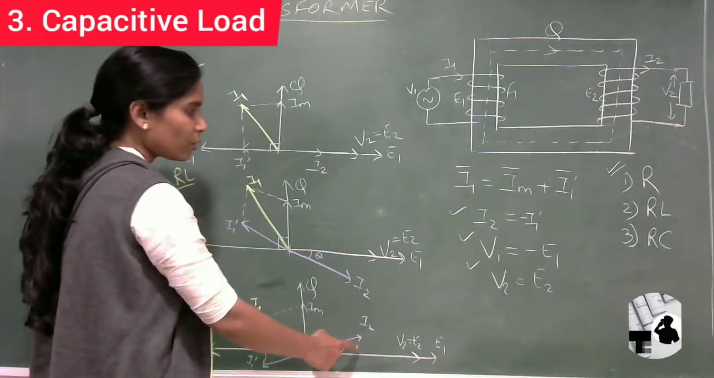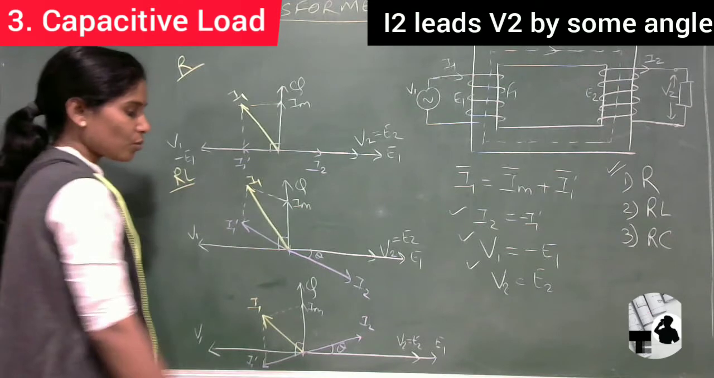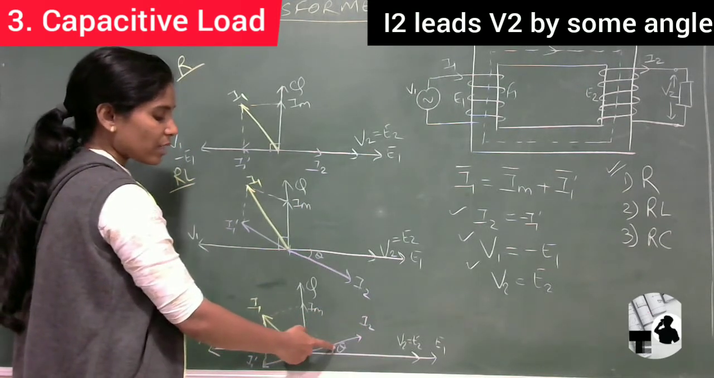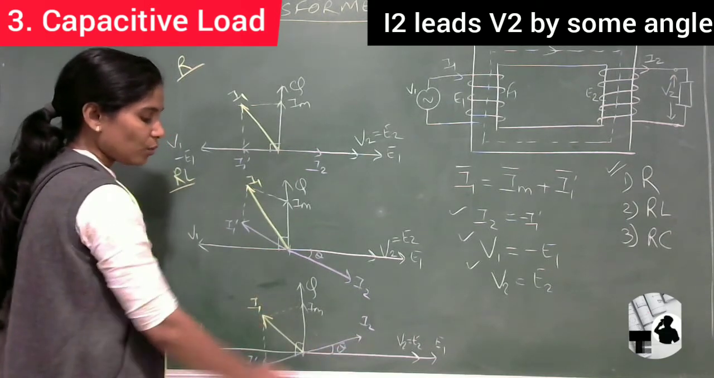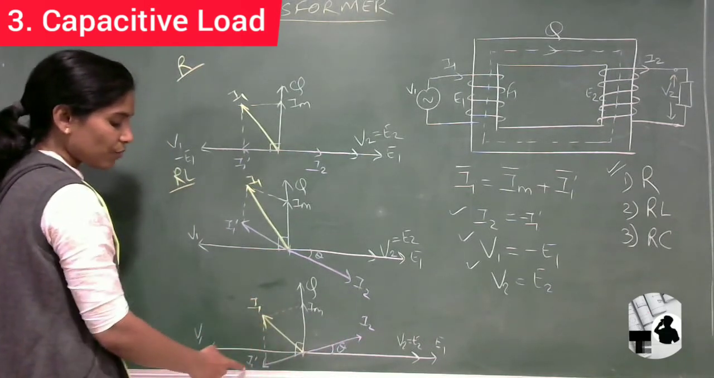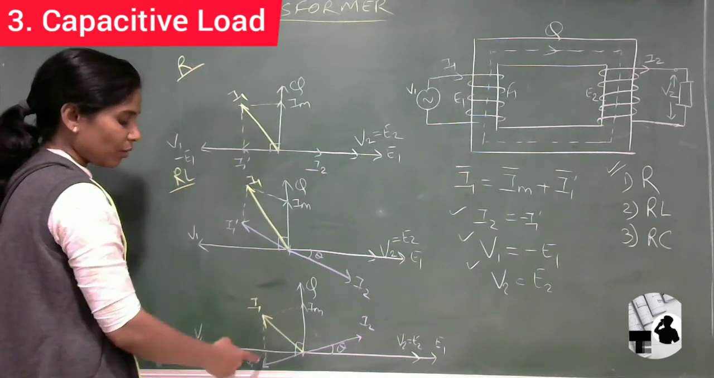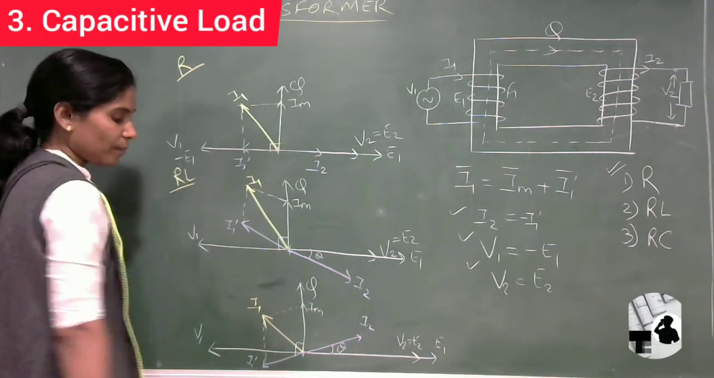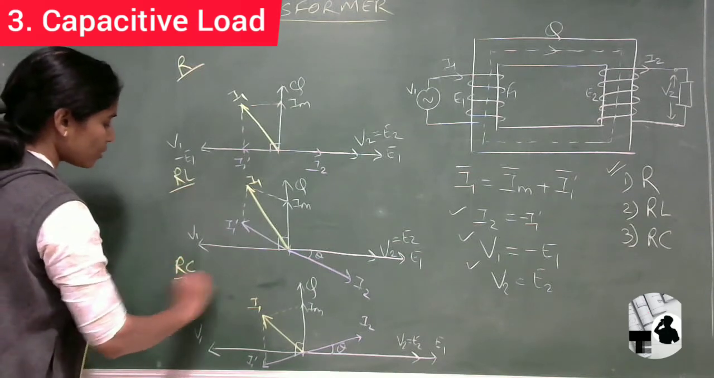Now I2 is working on the RC circuit, meaning a capacitive load. Here current will lead the voltage by some angle, say theta. So I2 is leading V2. In phase opposition we will have I1 dash. I1 dash and Im combined give me the value of I1. So this is the phasor for I1. This is the last case, working on the RC circuit.